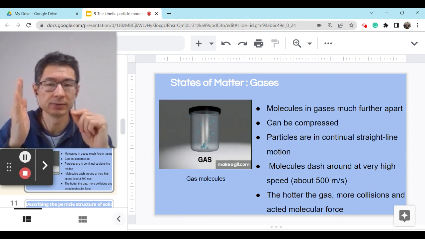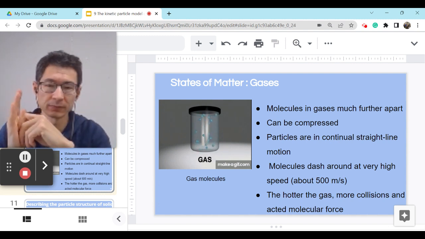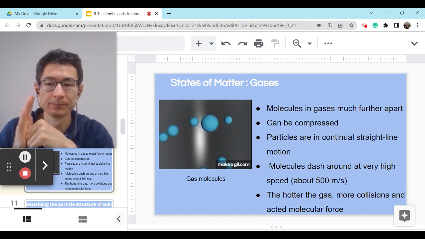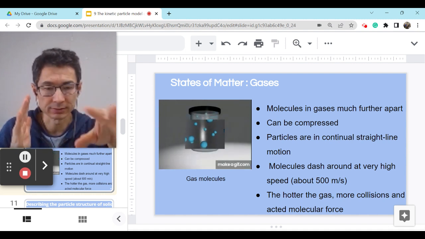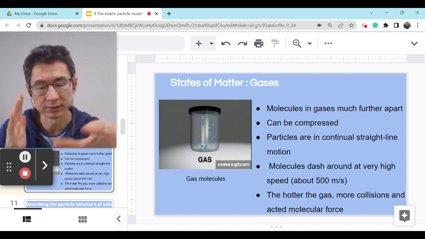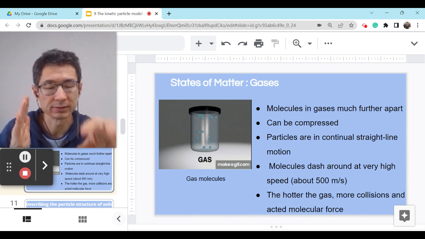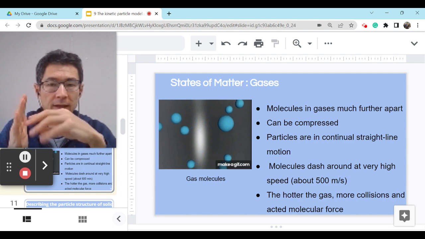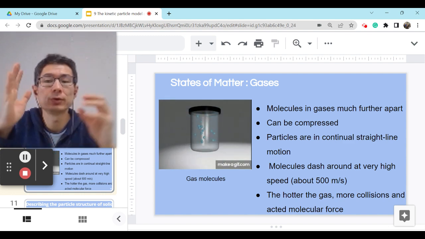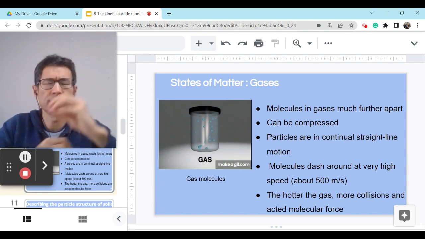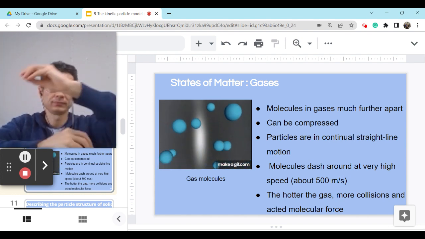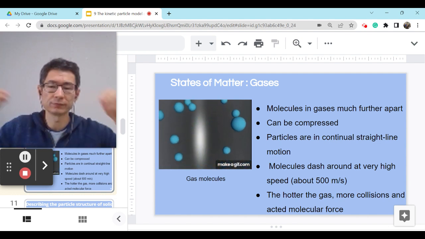There is another model, which is the kinetic molecular model, if I'm not mistaken. This model assumes that there is no interaction, or very weak interaction, in the gas case. Intermolecular force.